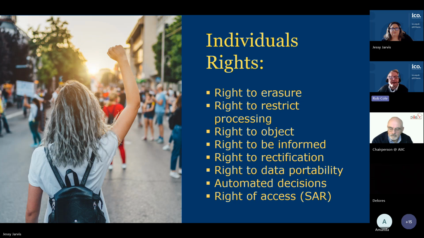Then we have the right to rectification. If data is inaccurate as to a matter of fact, and that's quite important, it should be corrected. For example, maybe a customer notices you're using an old address and asks for it to be updated. It can get a bit complex, and that's why I mentioned it being inaccurate as to a matter of fact.